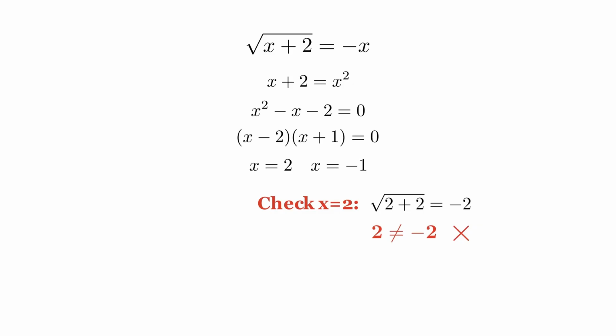Plug in x equals minus 1. Square root of minus 1 plus 2 is square root of 1, which is 1. And negative of x is also minus of minus 1, that is 1. So that one checks out.